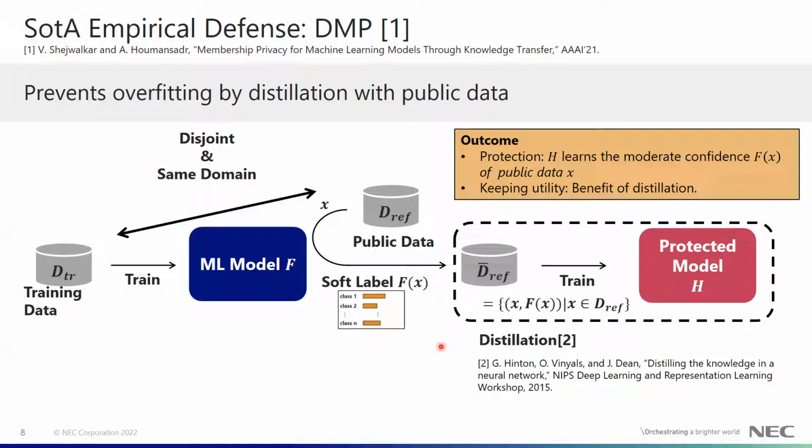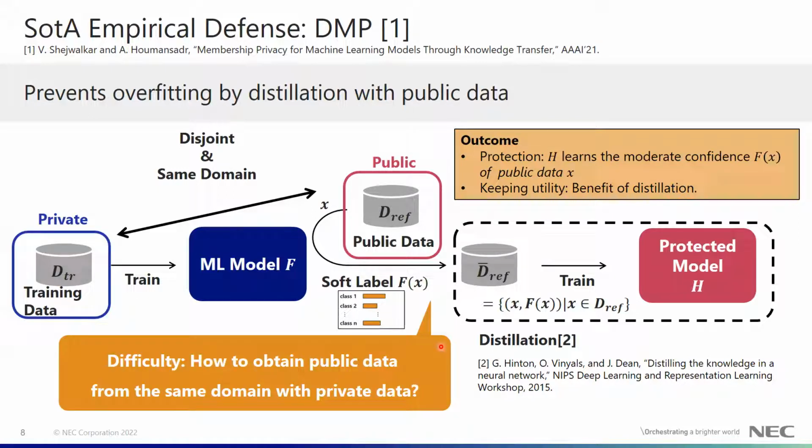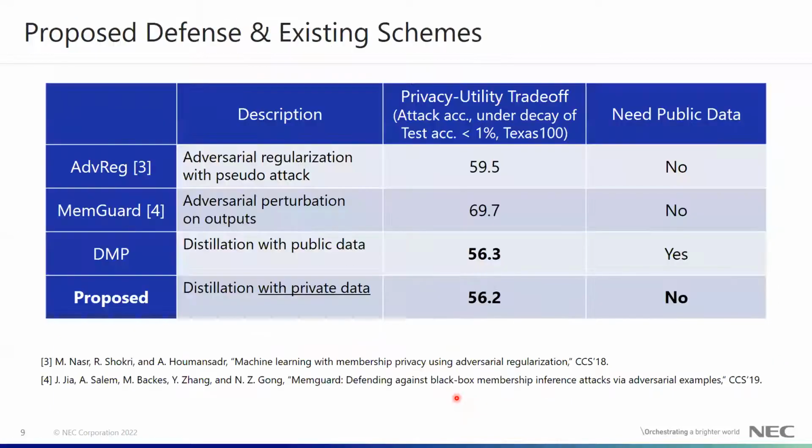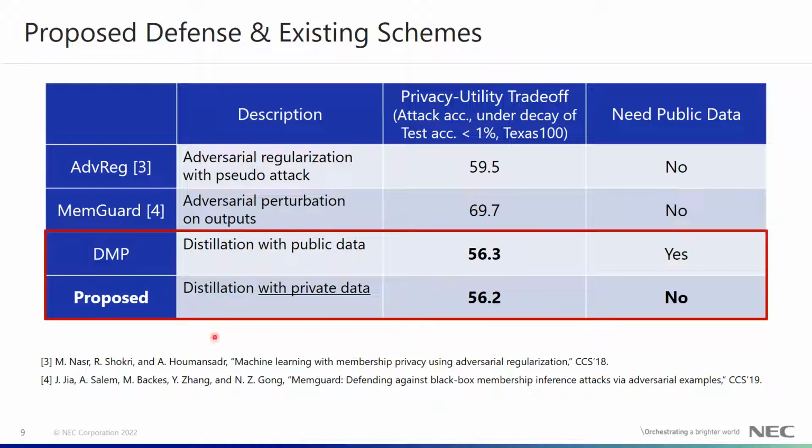Cool. But there is a difficulty. How to obtain public data from the same domain as the private data? We propose a solution. Here is a comparison between the proposed defense and existing schemes. The proposed defense and the state-of-the-art defense DMP have the same level of privacy utility trade-off. Nonetheless, the proposed defense doesn't require any public data.